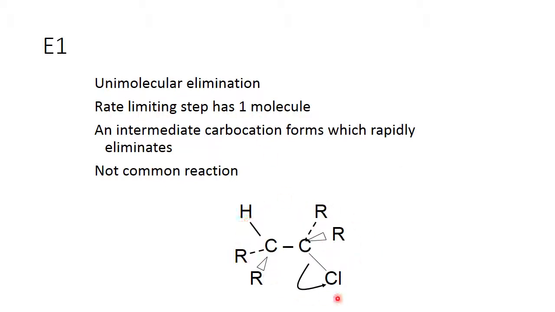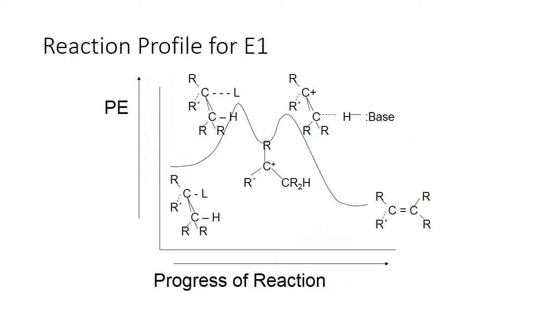The rate-limiting step has just one molecule in it, and it's a halide, just like the SN1 reaction, and so the leaving group leaves. This is not a common reaction, and in order to have E1 occur, we usually have to heat up the compound a bit in order to make it actually go. The reaction profile for this is very much like the SN1 reaction. The leaving group leaves and we form the carbocation, and then the base removes a proton and the alkene forms.